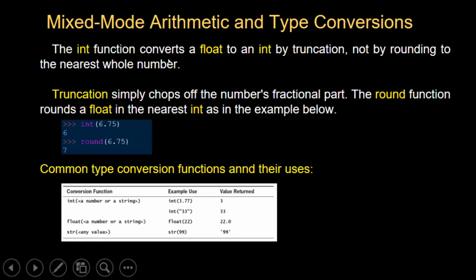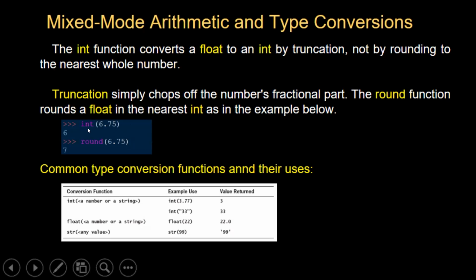Ayan. So the int function converts a float to an int by truncation. So yung tinatawag natin truncation, not by rounding to the nearest whole number. So tinatruncate niya. Kaya ano meaning tinatruncate? Parang hindi niya na sinasama. Kinakat niya na. Okay? So truncation simply chops off the number's fractional part. And then the round function rounds a float to the nearest int as in the example below.